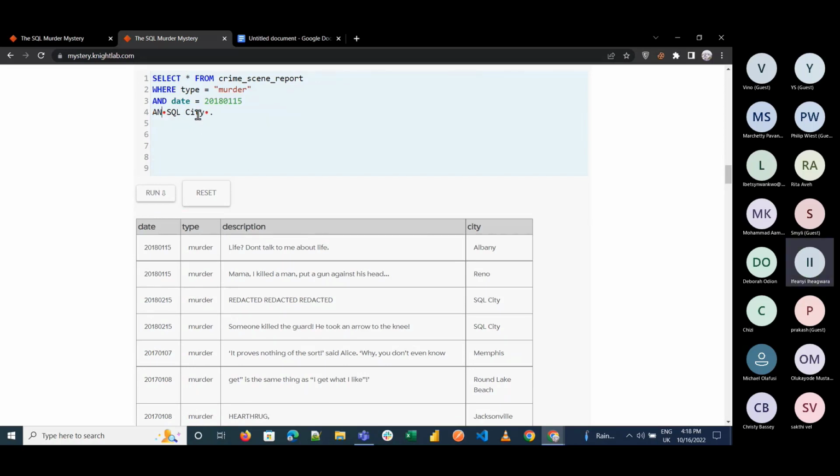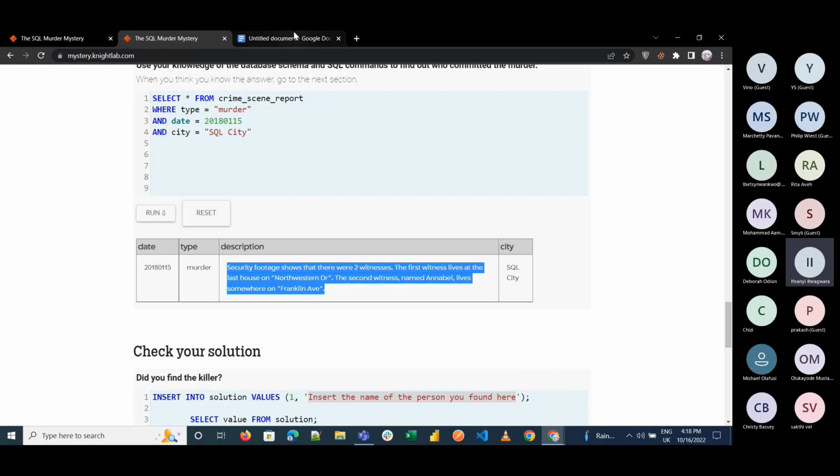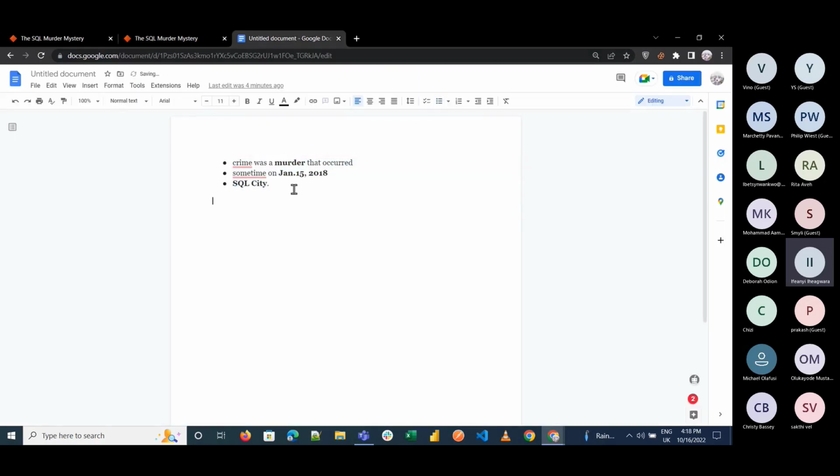So we can do the same thing again, and the city that this took place in is equal to SQL City. Okay, so we remove this and we run this query. Now we run our query, we can find out that this is the murder we're looking for that took place in SQL City on this particular date. And this is our new clue: the criminal report, the police report for the crime.